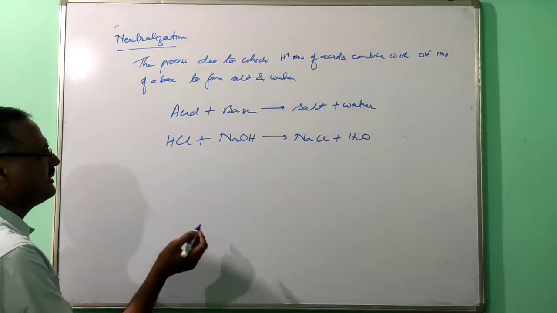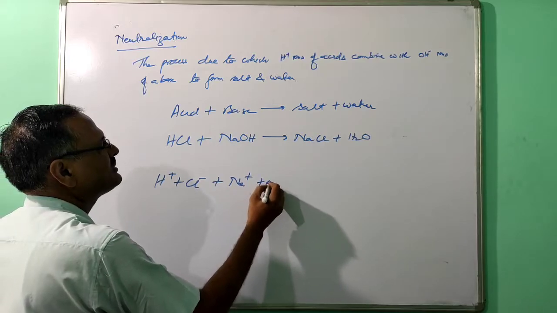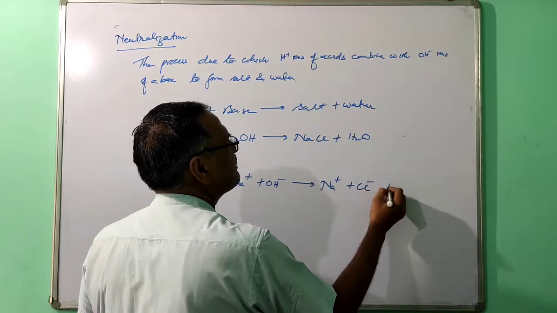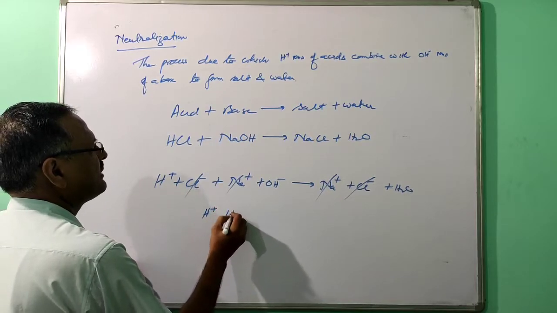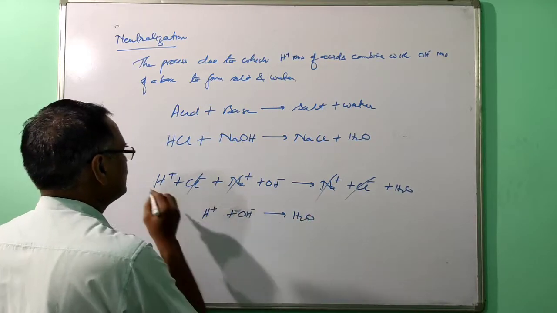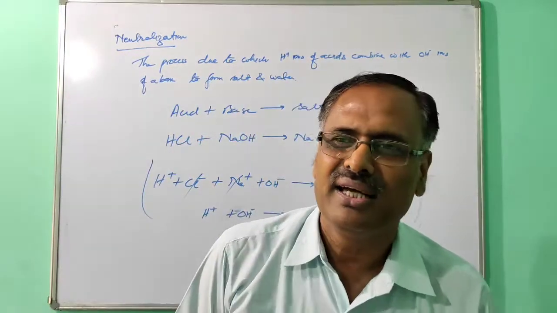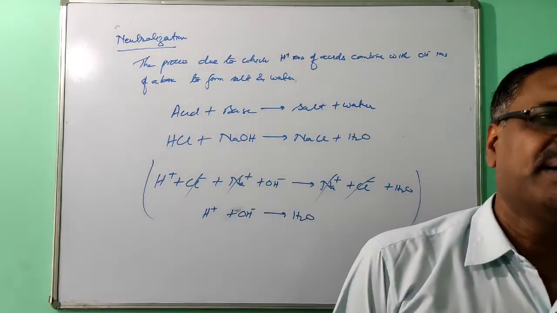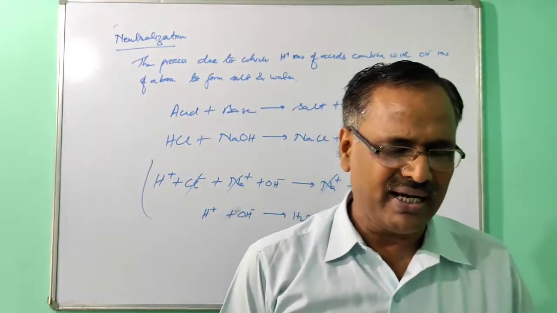If you want to write in ionic form: H plus, Cl minus, Na plus, OH minus, this will give Na plus, Cl minus, and H2O. So those will be cancelled, and at the end you will get H ion combined with OH ion forming H2O. Then one more point is given, heat of neutralization. It is the amount of heat liberated when 1 gram equivalent of acid or 1 gram equivalent of base is completely neutralized. This is not required. For you the question will be asked only on neutralization.